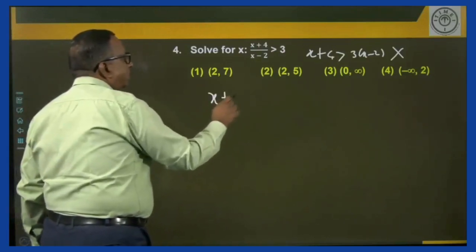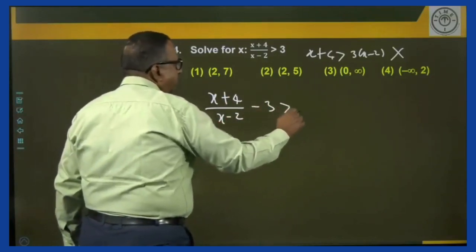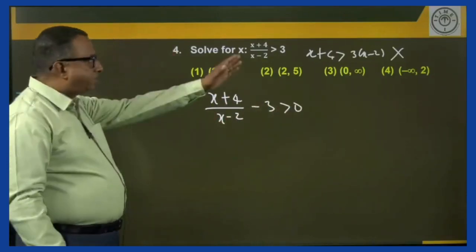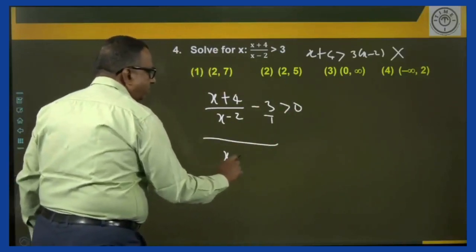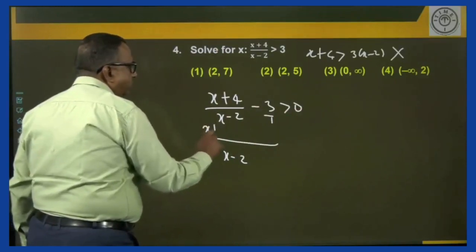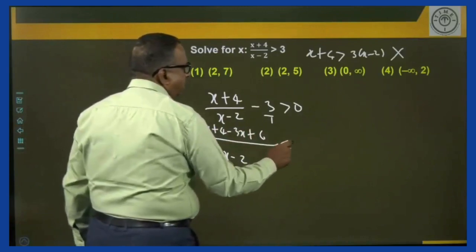(x plus 4) by (x minus 2) minus 3 greater than 0. We have to bring it over like this. Again, you will have to take LCM here. You take LCM, what happens? x plus 4 minus 3x plus 6 greater than 0.